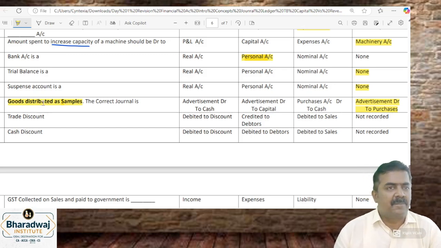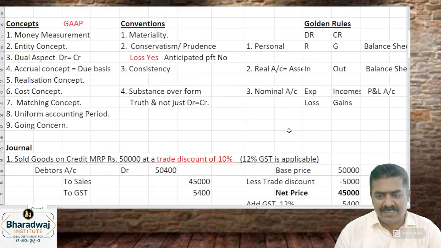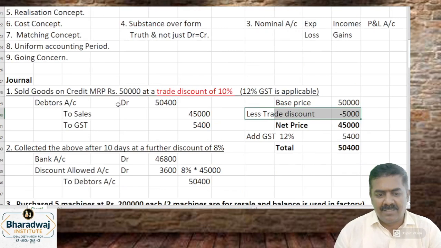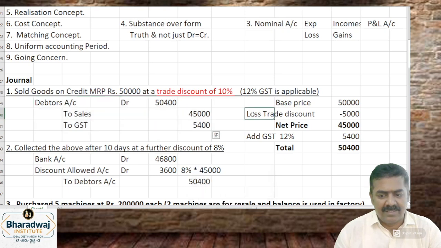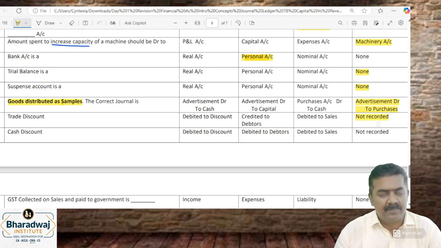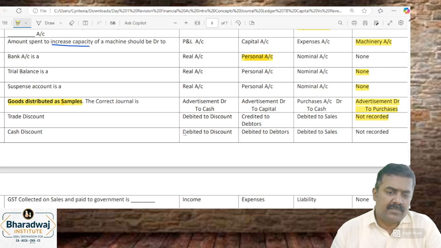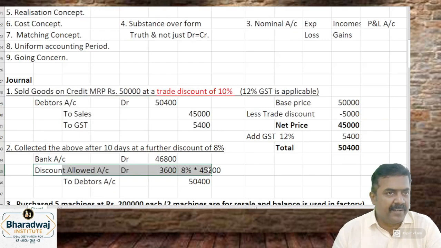Trade discount. When passing a journal entry, will we record this trade discount in the books or not? We will not record it. Trade discount is not recorded in the books. Cash discount is debited to discount account.